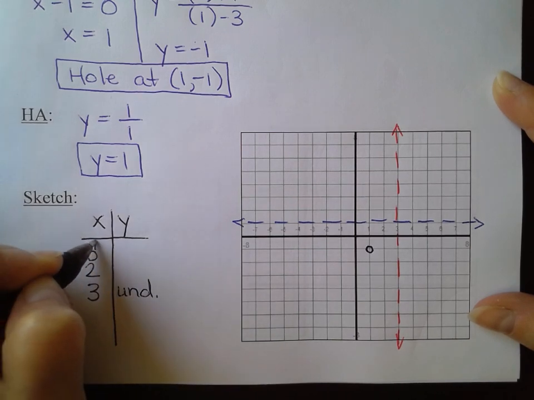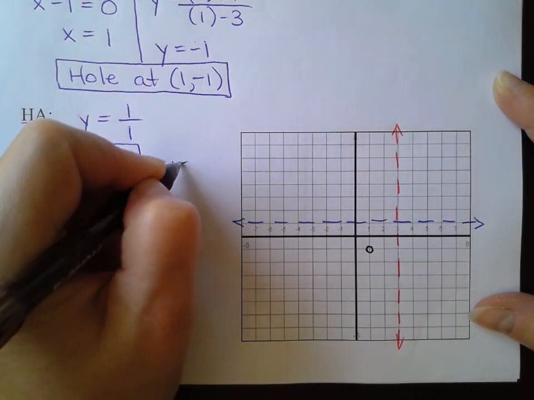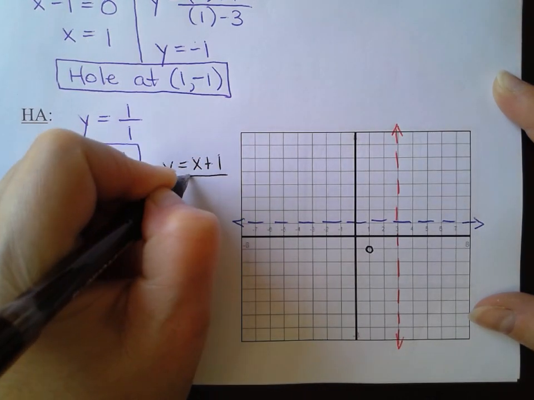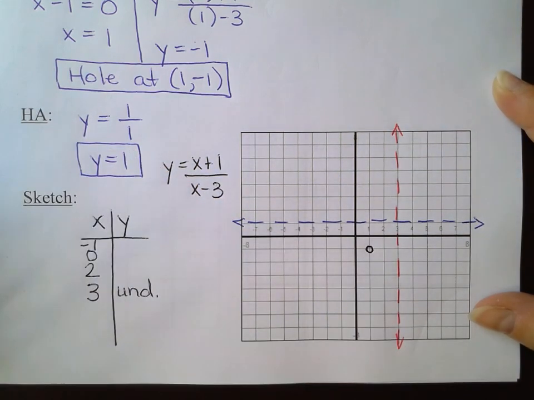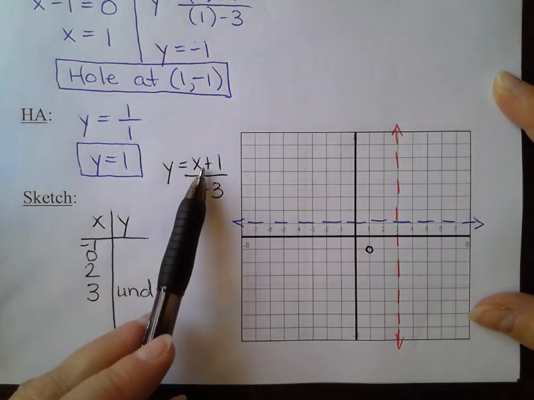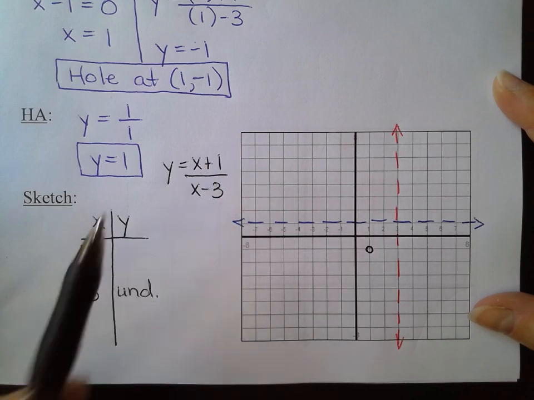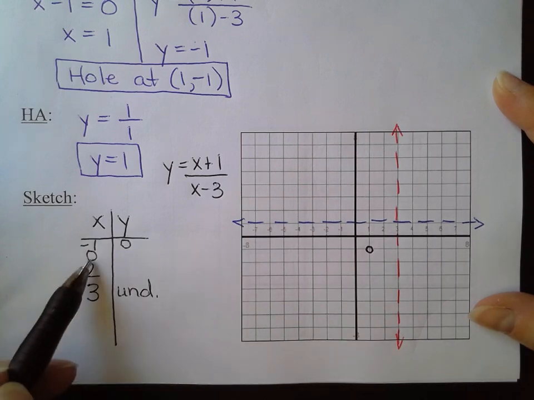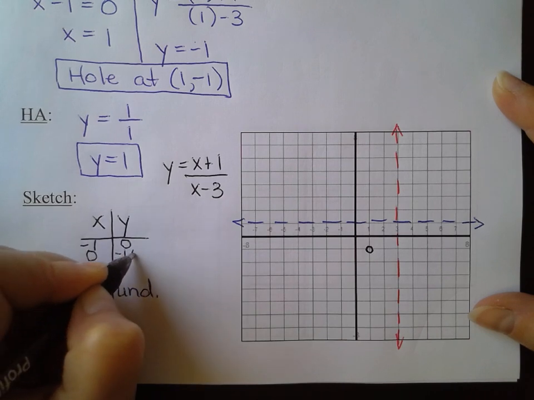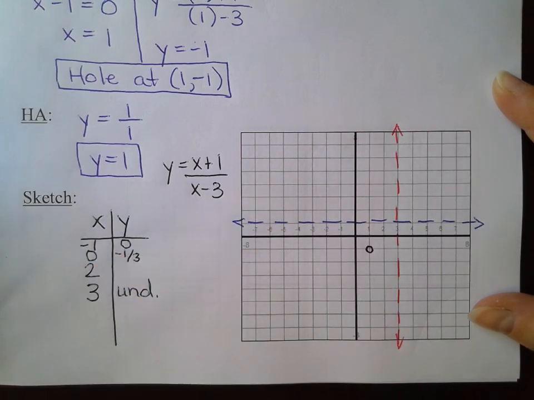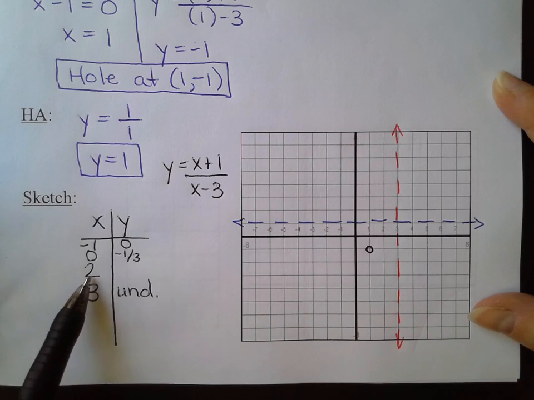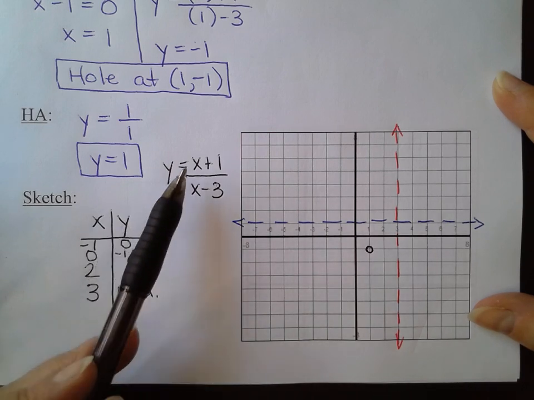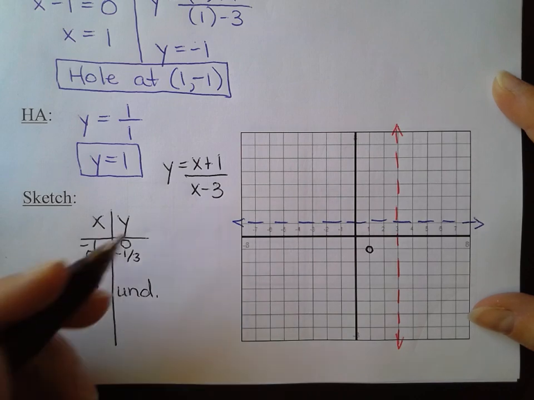Let me put the function over here again. -1 would be good because it makes the numerator 0. And so that's going to be 0 over -2. That's an x-intercept. 0 would be good because that's going to give us a y-intercept. This one would be -1/3. It's not perfect. It's not a whole number, but that's okay. 2 would give us 3 over -1, so -3.